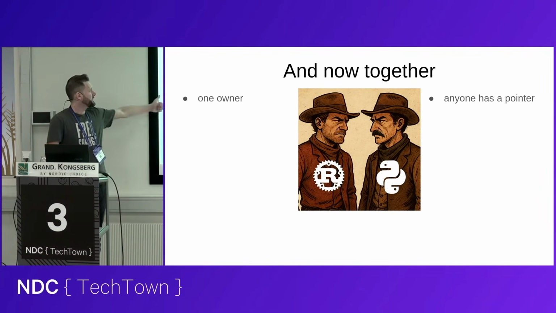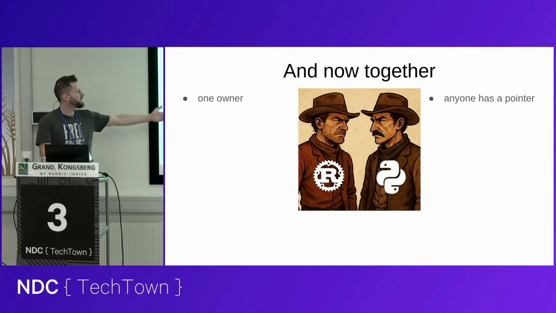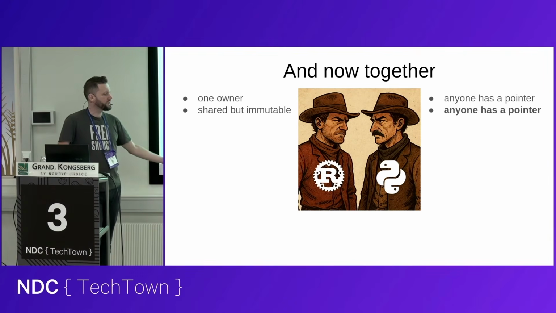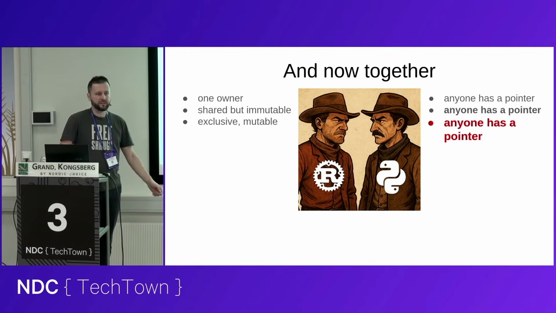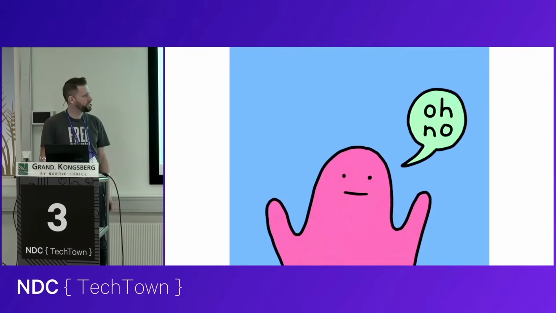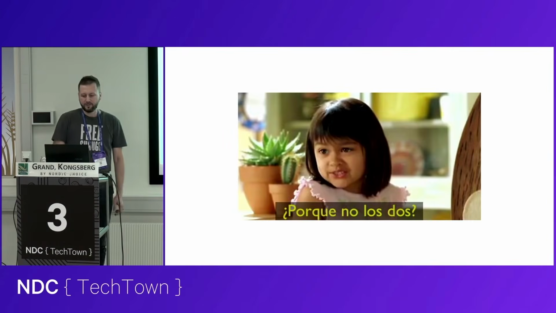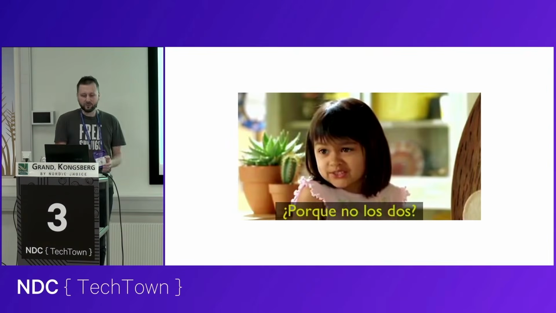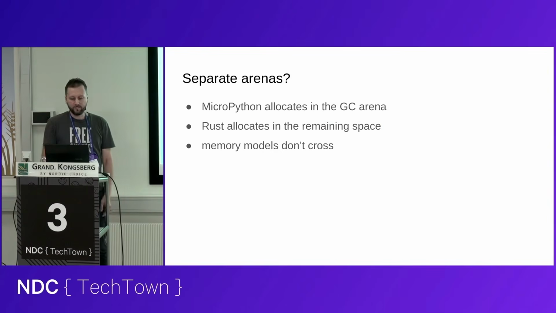Rust says there's only one owner. Python says anyone has a pointer. Rust says you can have shared and immutable pointers. Python says anyone has a pointer. Rust says if you're mutable, you're exclusive, but Python says anyone has a pointer. So that's a problem. Or is it? I mean, is this little girl right? Could we do both at the same time?